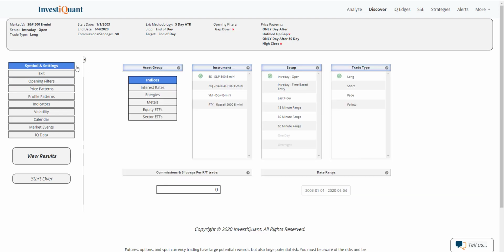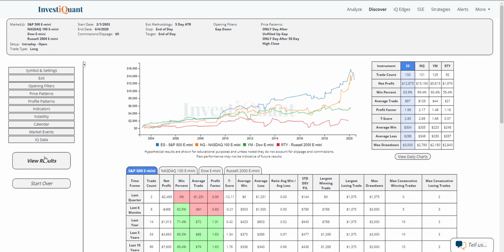Let's go ahead and add these other instruments to it this morning. And here we go. These are the other instruments, which include the NASDAQ, the YM, and the Russell. This pattern would only be applicable to the ES, the YM, and the Russell. The NASDAQ does not meet the pattern criteria.